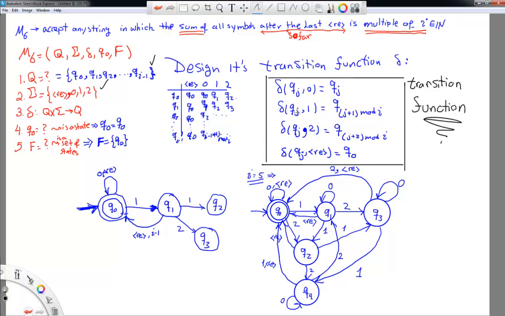So if you're Q sub 0, then you go to Q sub 1. If you're Q sub 1, you go to Q sub 2. If you're Q sub 2, you go to Q sub 3. If you're Q sub 3, you go to Q sub 4. And if you're Q sub I minus 1, you go to Q sub 0.